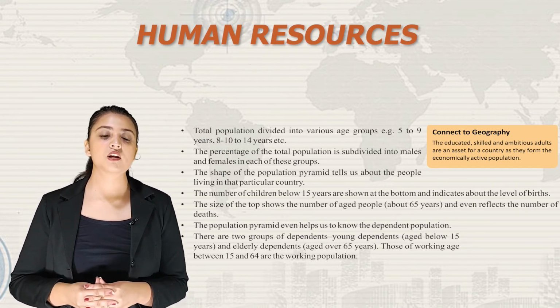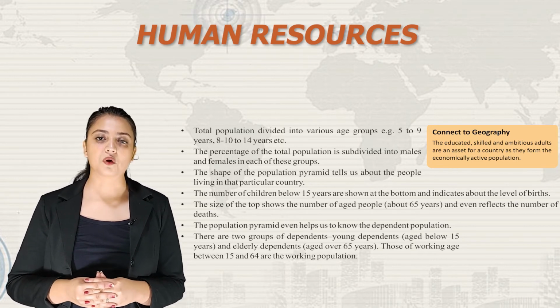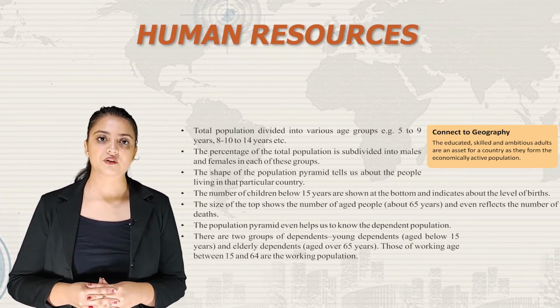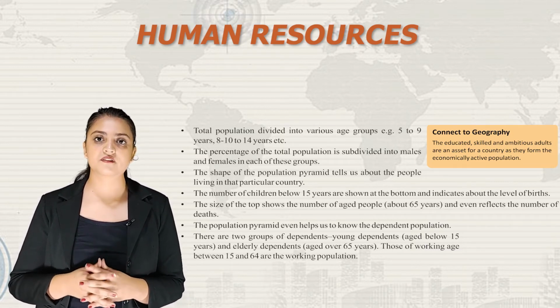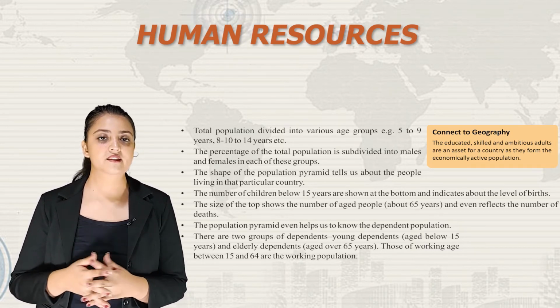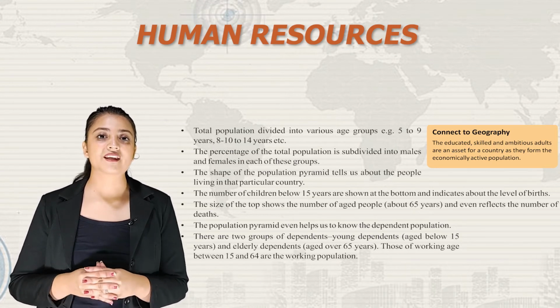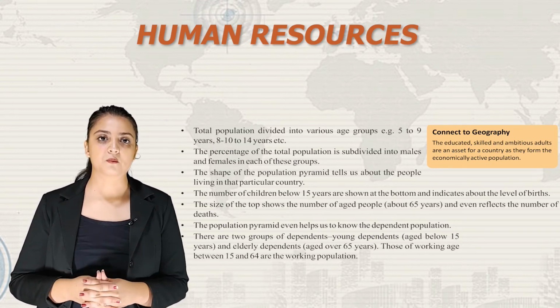The number of children below 15 years is shown at the bottom and indicates the level of births. The size of the top shows the number of aged people, above 65 years, and even reflects the number of deaths. The population pyramid can help us to know the dependent population.